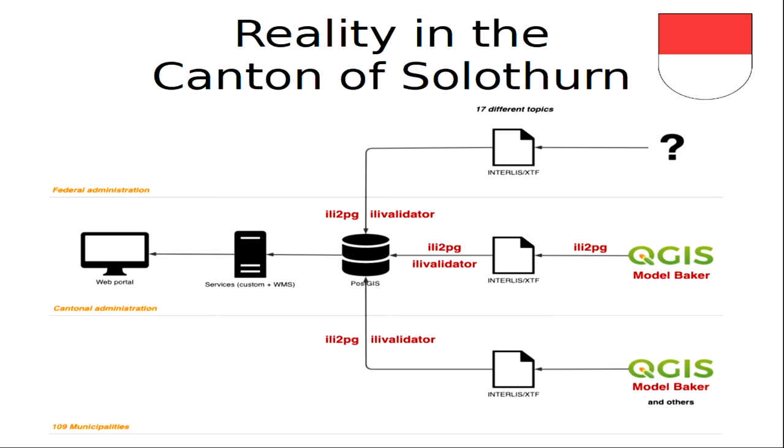Matthias already told you we use ILI2PG, which is a part of the ILI2DB family. PG means Postgres or PostGIS. We gather all the data from the data providers and use ILI2PG to import it into the database. But before we import the data, we use ILI Validator to validate the data against the INTERLIS data model.